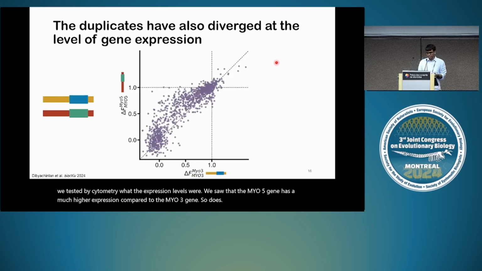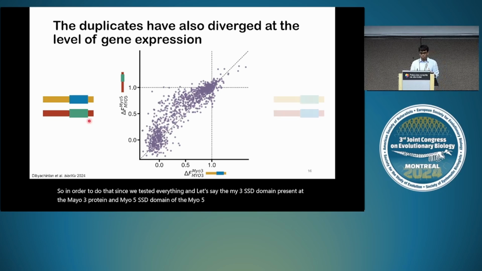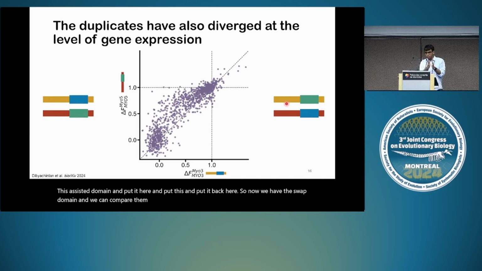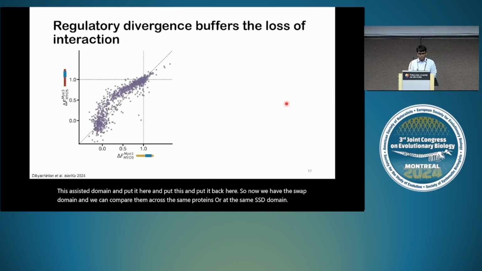In order to test that, since we tested everything with, let's say, the myo3 SS3 domain present at the myo3 protein and the myo5 SS3 domain at the myo5 protein, we decided to swap them around. We took this SS3 domain and put it here, and took this and put it back here. So now we have the swapped domains, and we can compare them across the same proteins or at the same SS3 domain. What we saw is that when we look at the effect of the myo3 SS3 mutations at two different proteins, the same pattern of bias towards the myo5 protein remains.